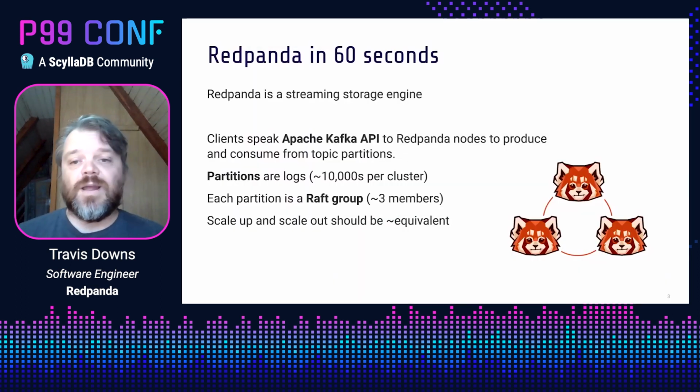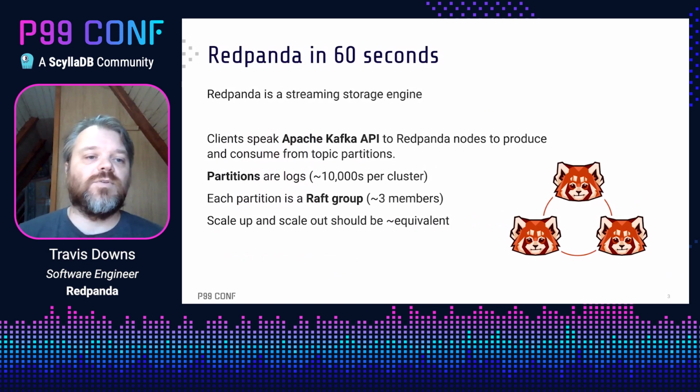This talk isn't about Redpanda, but I'll give a quick overview because it motivates a lot of what we're going to talk about later. Redpanda is a streaming engine, and it talks Apache Kafka. Clients talk the Kafka API to Redpanda to produce and consume messages from topic partitions. We might have 10,000 or more partitions per cluster, and partitions are essentially logs stored on disk. Each partition is a raft group for consistency, usually with 3 members, so we use the raft protocol for replication.